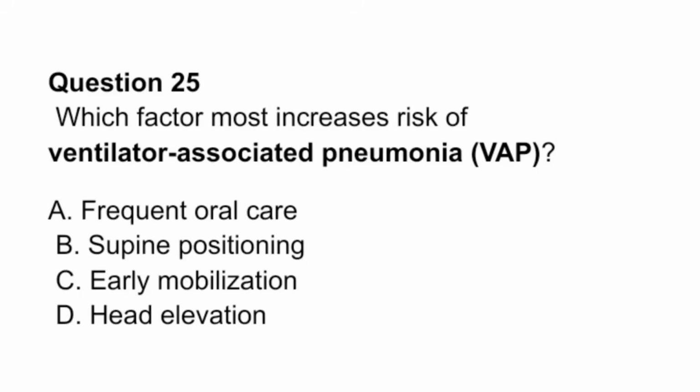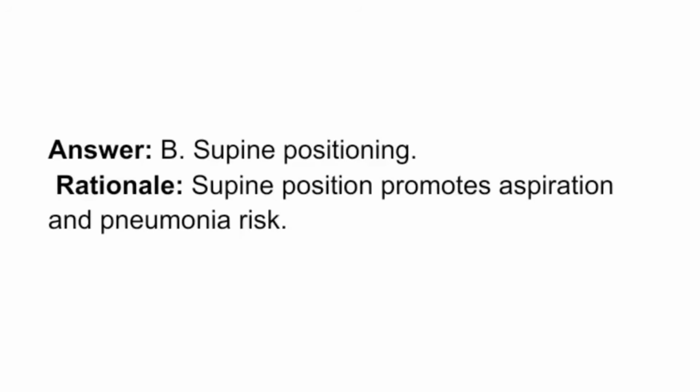Question 25. Which factor most increases risk of ventilator-associated pneumonia, VAP? A, frequent oral care. B, supine positioning. C, early mobilization. D, head elevation. Answer B, supine positioning. Rationale, supine position promotes aspiration and pneumonia risk.